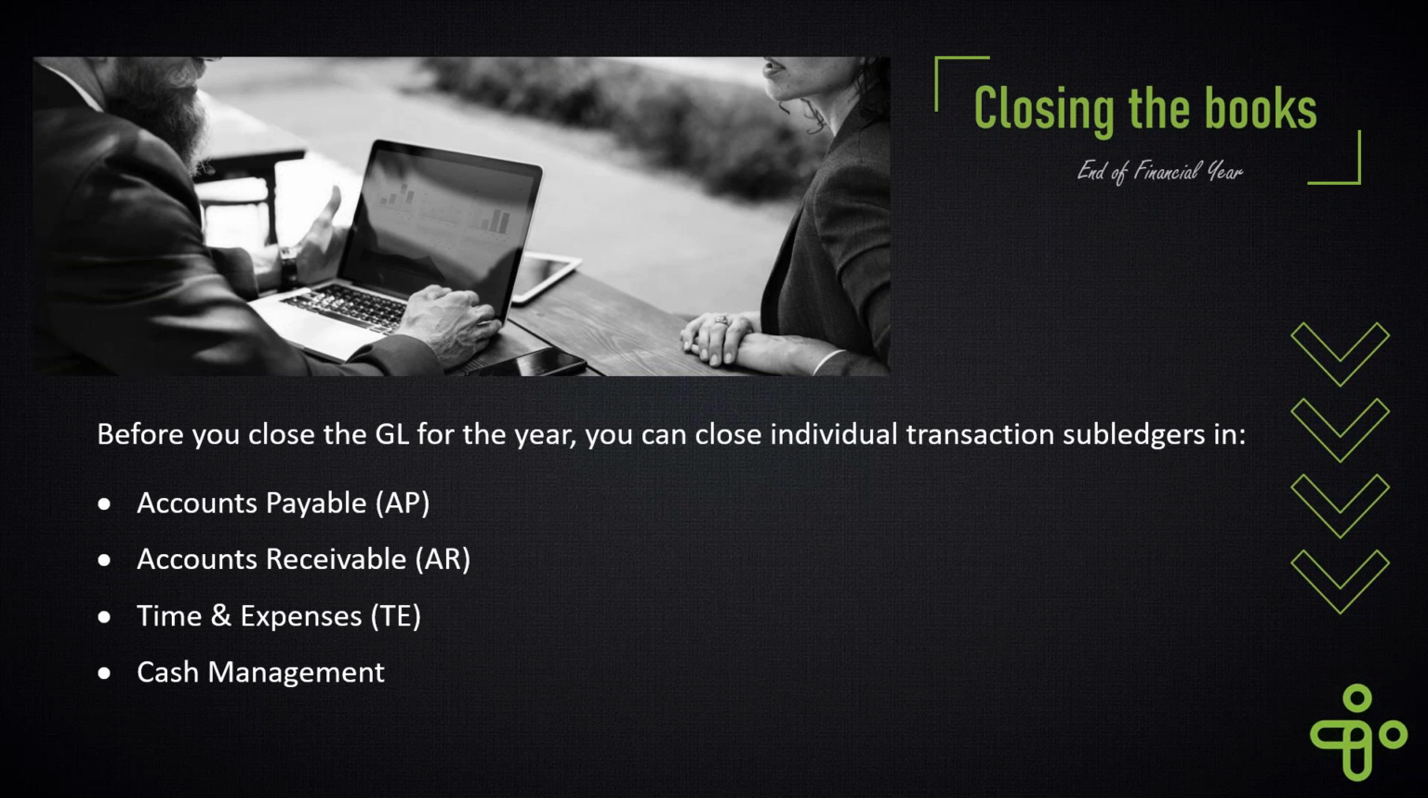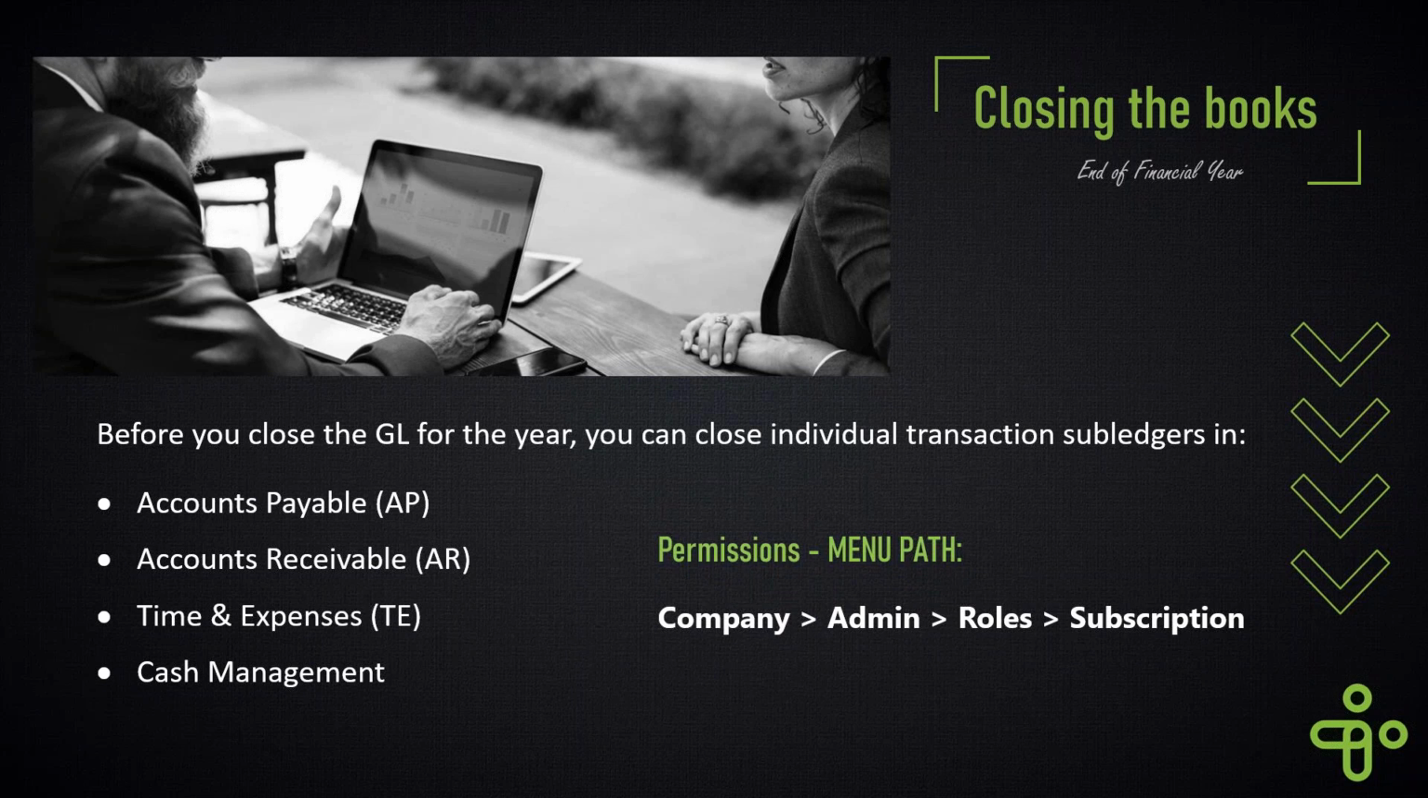Okay, closing the books at the end of financial year. The first step is to close the relevant subledgers, and these subledgers include accounts payable, accounts receivable, time and expenses, and cash management. Before doing this, please ensure that all accounts are reconciled and that suspense items are cleared. To close the books, you'll need to have the right permissions. These permissions are separate for each application. To check permissions, please follow the menu path on the screen and assign the relevant permissions based on your requirements.